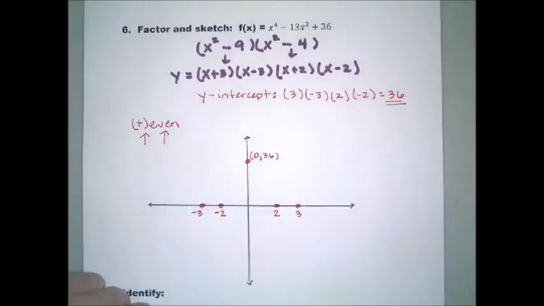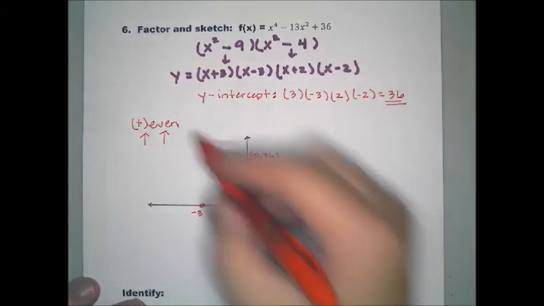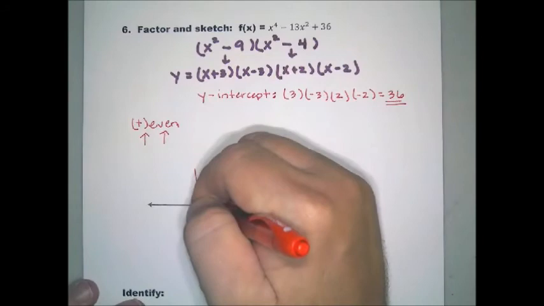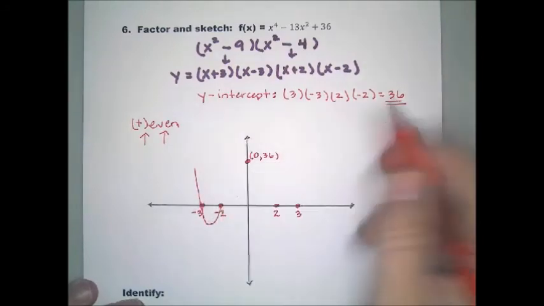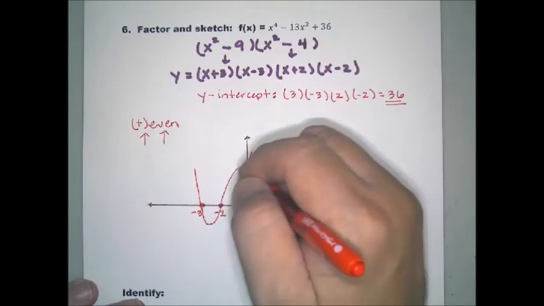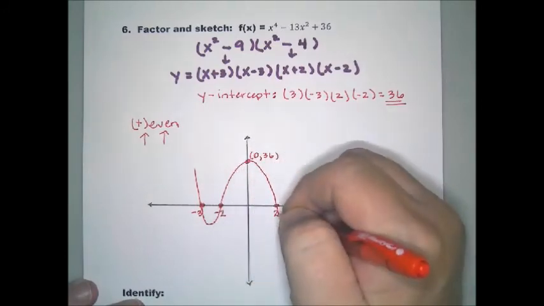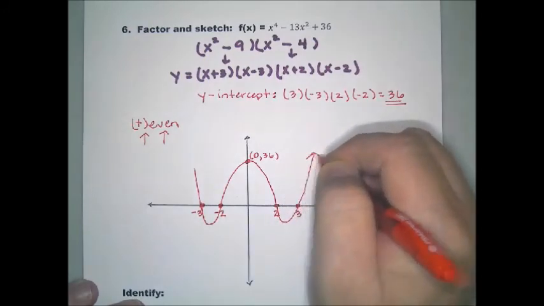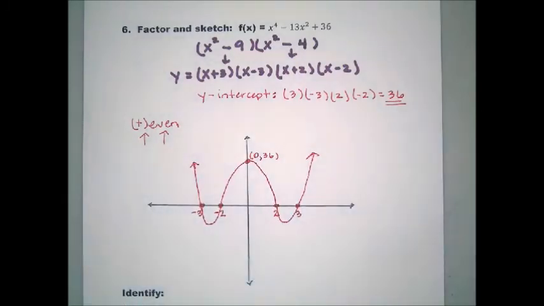Now remember, every one of these points is a pass-through. So all you got to do is start high, come down, make a turn, come up, go back down, make a turn, and go back up. Every one of those x-intercepts was a pass-through, so none of them were bounces.